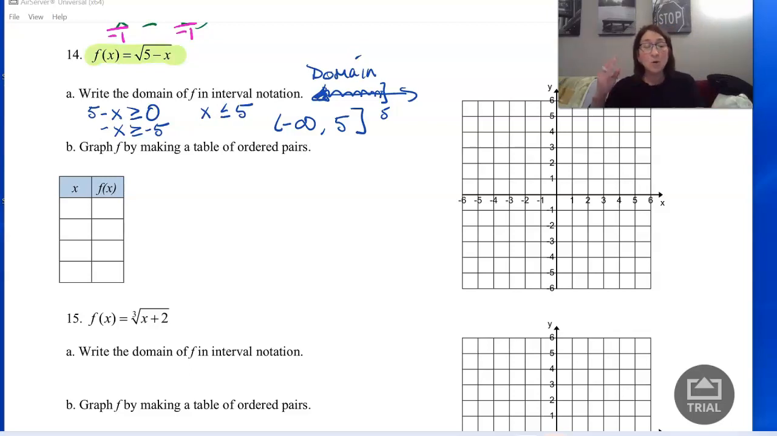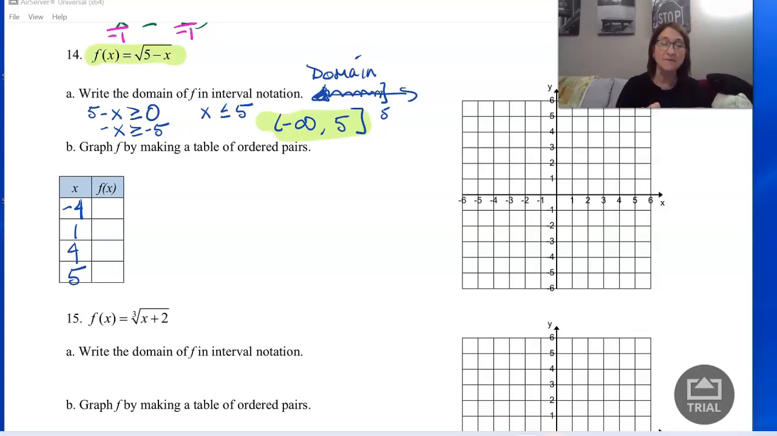Well, I know that it's going to go to the left. And so I'm just going to pick negative 4, 1, 4, and 5. Because my domain can be anything less than 5, but can also include 5. So that's why I picked those x values.